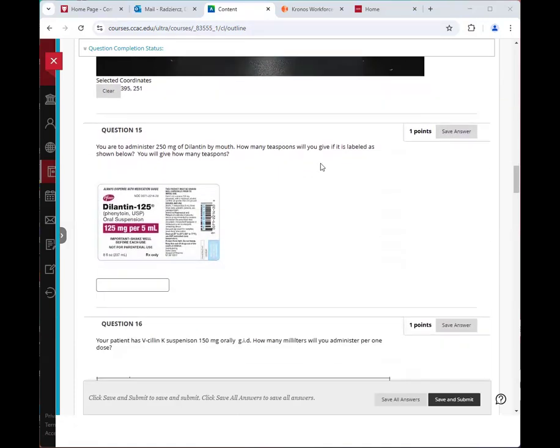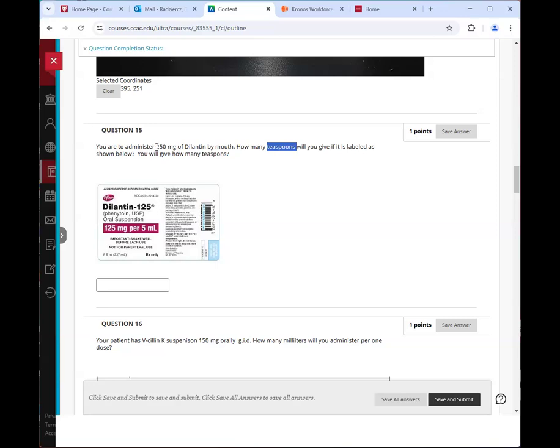All right. This question is commonly missed, and the reason it's commonly missed is because it asks you how many teaspoons would you give. It doesn't ask you how many milliliters, which is your default and what you get conditioned to doing. So again, that's why I always remind you, read the questions. Just because you see dilantin doesn't mean it's a teaspoon question. It doesn't mean it's not a teaspoon question, just make sure you're reading it, okay?